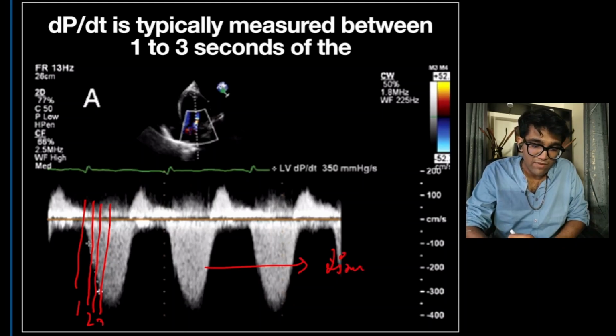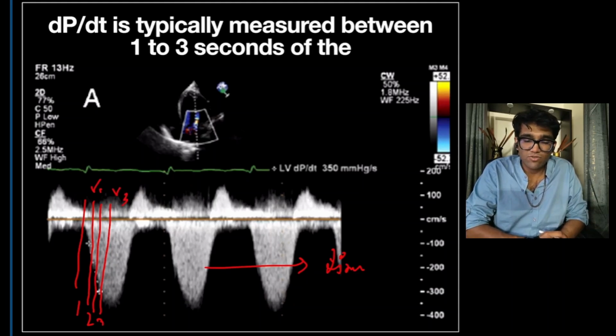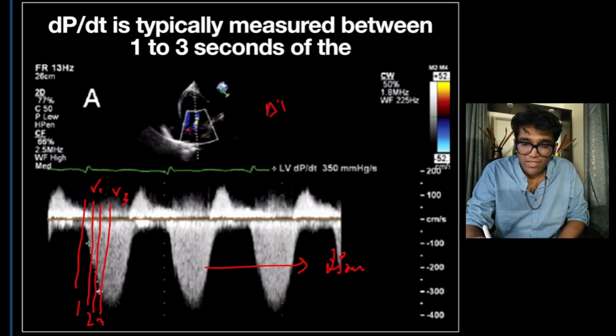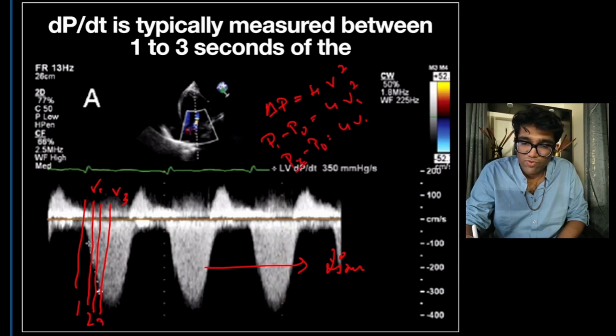Then we assess the velocity at the end of the first second till the velocity at the end of the third second. So for around 2 seconds we are measuring the difference in velocity, and we know from the modified Bernoulli equation that delta P is equal to 4 times the velocity squared. So the pressure at v1 would be whatever is the baseline pressure, so P1 minus P0 is equal to 4 into v1 squared. And P3 minus P0 is equal to 4 into v3 squared.